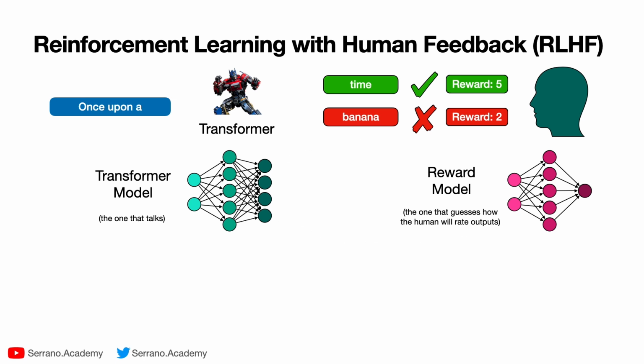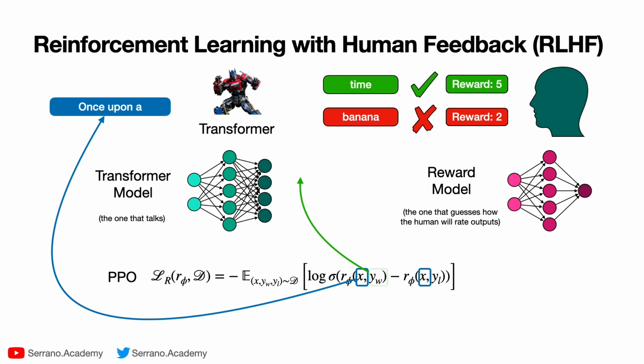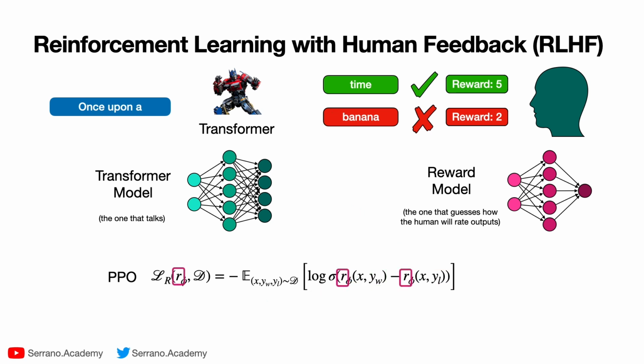And here is an objective function that we saw in the PPO video. If you need a refresher, I invite you to check out the PPO and the RLHF videos. Notice that in this formula, we have x, which is the prompt, and then we have y_w, which stands for winning, and that's the winning response, and then y_l, which stands for losing, which is the losing response. Notice that this r also appears, and that refers to the reward model.